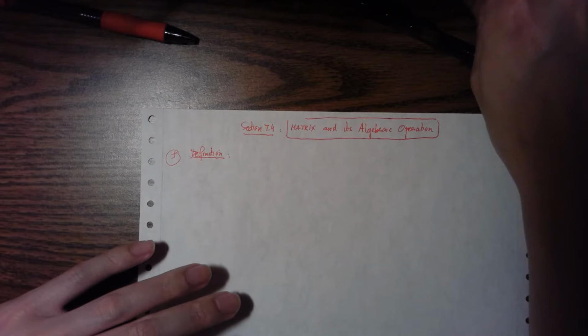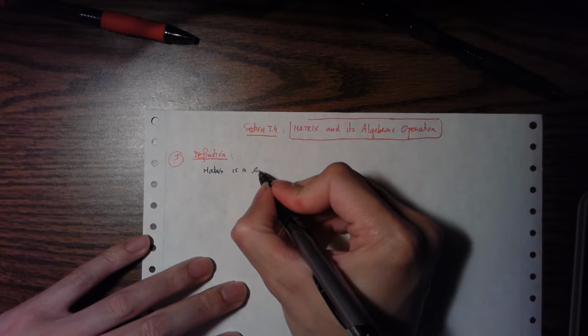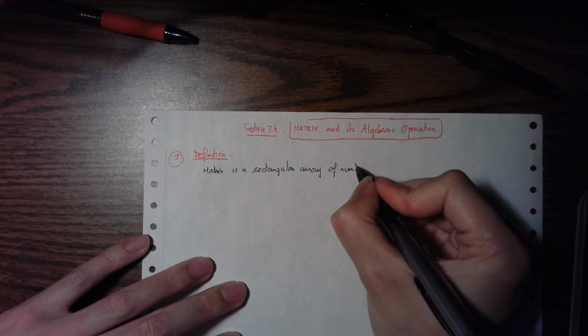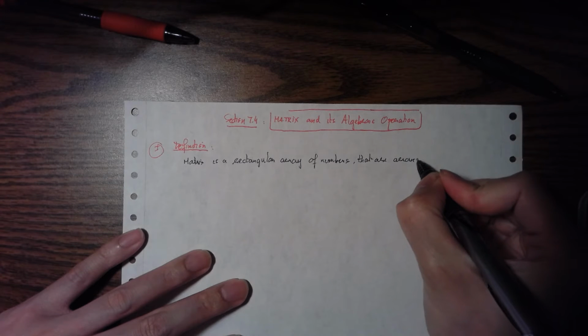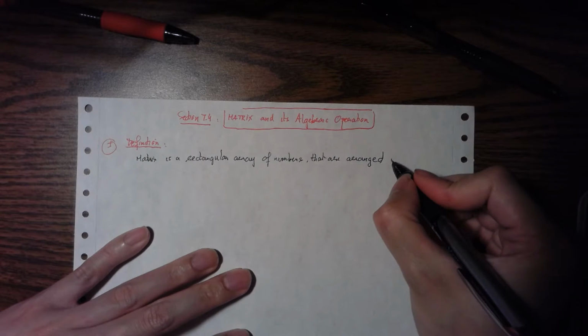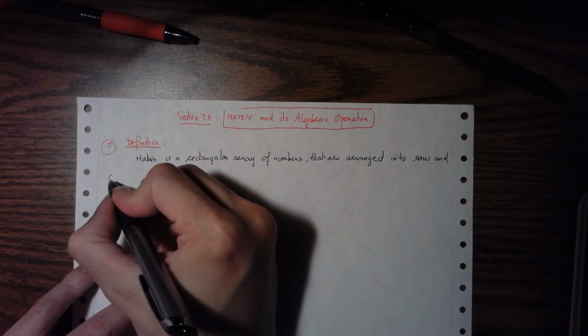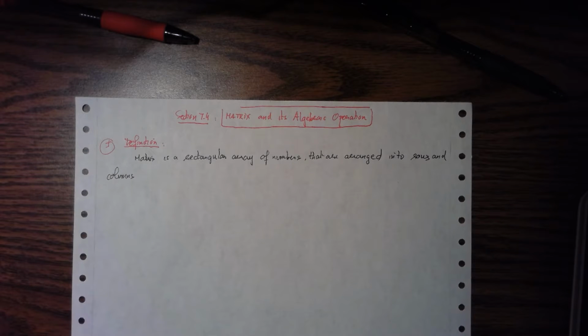A matrix is data, but it's stored in a structured format. So I can say that a matrix is a rectangular array of numbers that are arranged into rows and columns, and this number of rows and columns we call the dimension of the matrix.